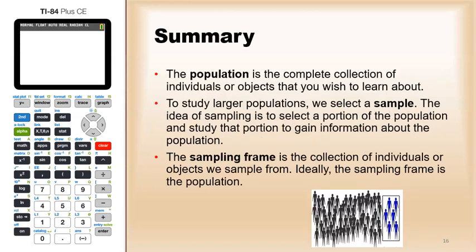Alright, so in summary, the population is a complete collection of individuals or objects you want to learn about. When it comes to studying larger populations, we need a sample. Now, the idea of sampling is to take a portion of that population, study that portion, and then use it to make conclusions about the entire population. The sampling frame is the collection of individuals or objects we actually sample from. Ideally, the sampling frame is the population, but not necessarily.